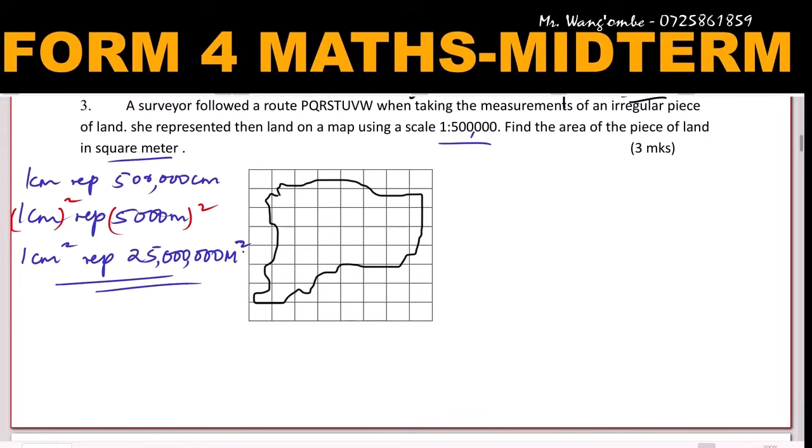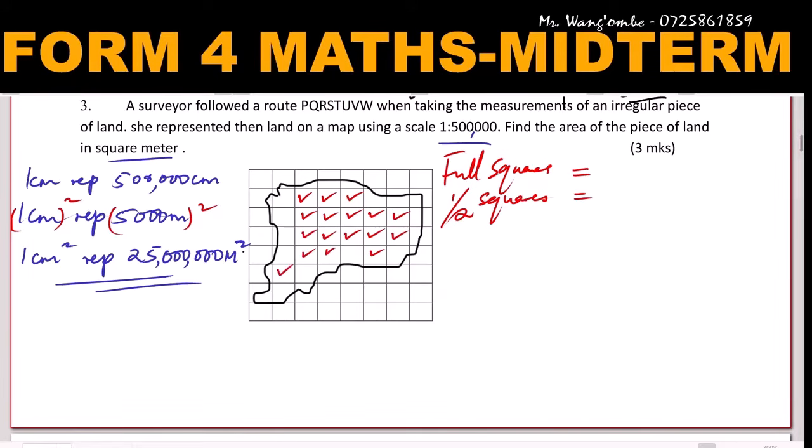How do we get the area of this irregular shape piece of land? We start by getting the full squares, and then we get the half squares. Full squares are the ones that are exactly full. Let me count them. So you have 1, 2, 3, 4, 5, 6, 7, 8, 9, 10, 11, 12, 13, 14, 15, 16, 17. So those are the ones that are full.